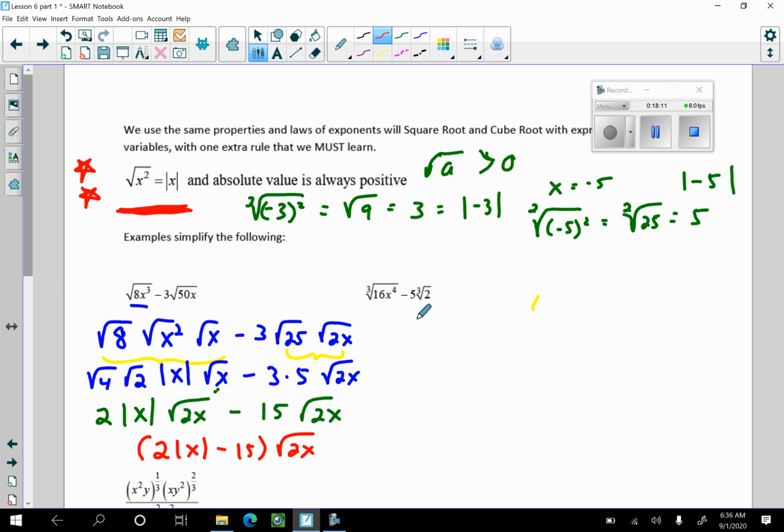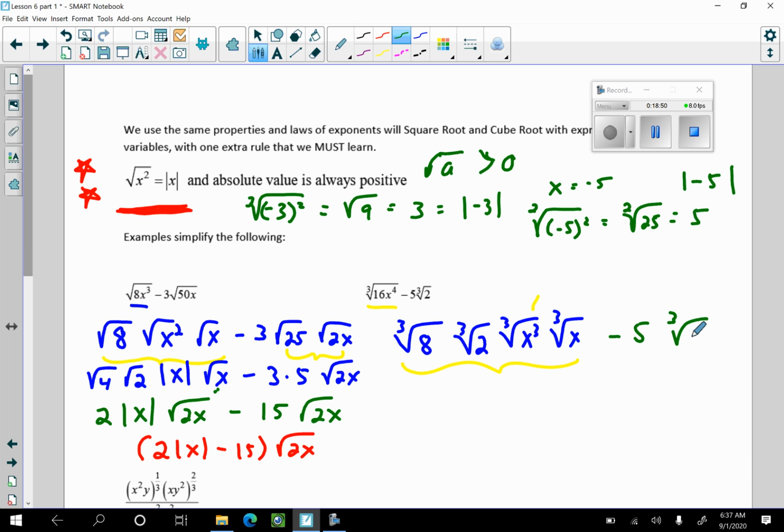This is going to be the cube root. I'm going to do the 16 first. And right off the bat, I see that 16 is 2 times the cube root of 8. And I still have the cube root of 2. And I have the cube root of x cubed. And I still have the cube root of x. All of that is equal to my first term here. x cubed times x is x to the 4th. 2 times 8 is 16. And I'm still subtracting from that 5 times the cube root of 2.